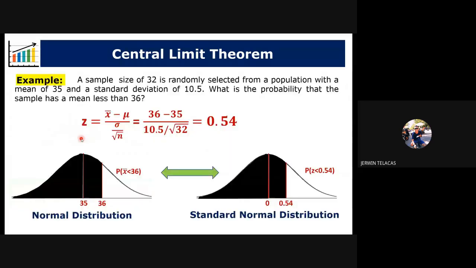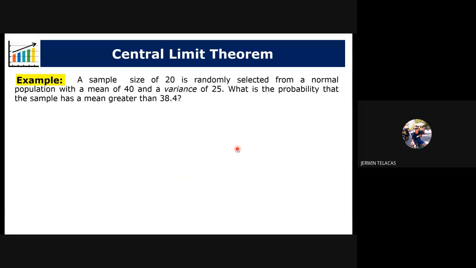And what does this mean? Okay, if this is 0.7054, it tells us that the probability that the sample has a mean less than 36 is 70.54%. So yun yung probability niya. So again, same lang yung process natin doon sa lesson natin noon. Kaya lang, ibang formula lang yung ginagamit natin. Kasi nga, sample na yung pinag-uusapan natin.